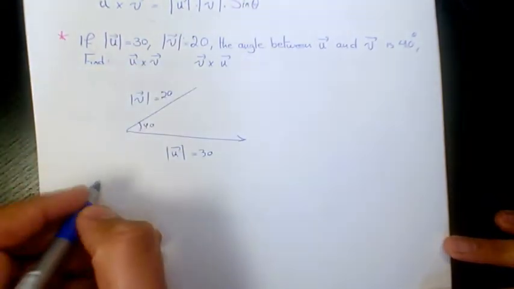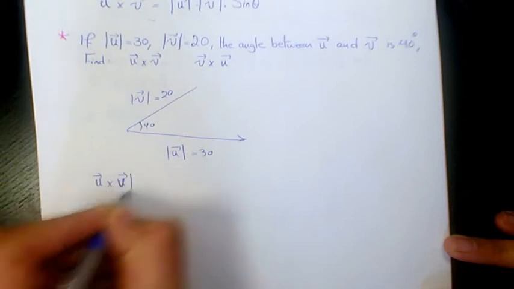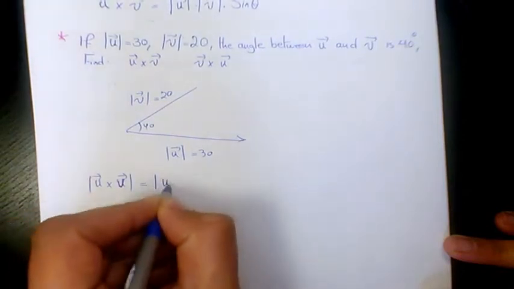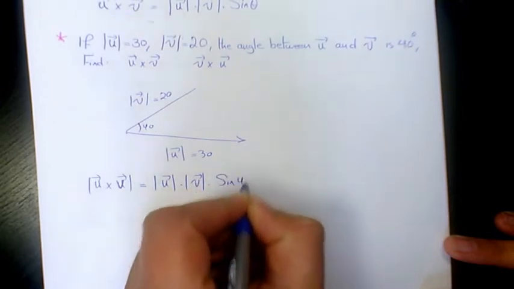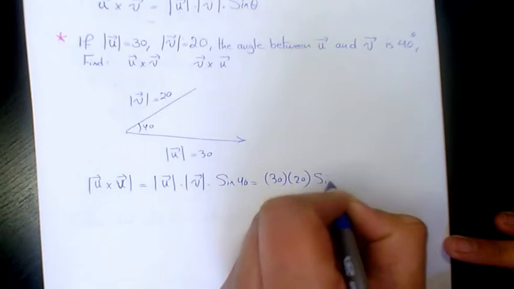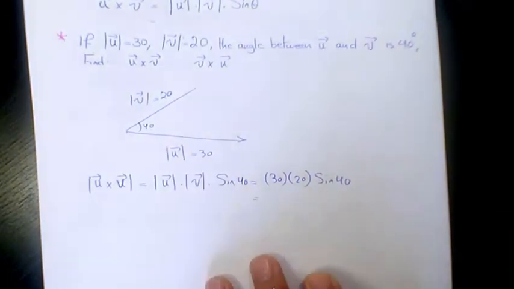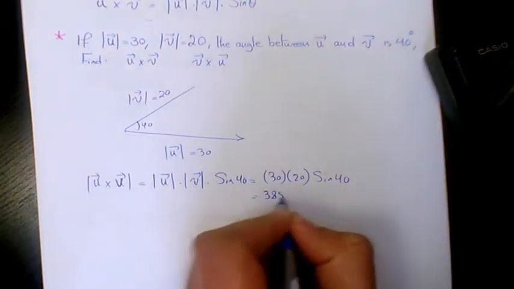So when you want to find it, u cross v equals u times v times sine 40. That will be 30 times 20 times sine 40. 600 times sine 40. That will be 385.67.